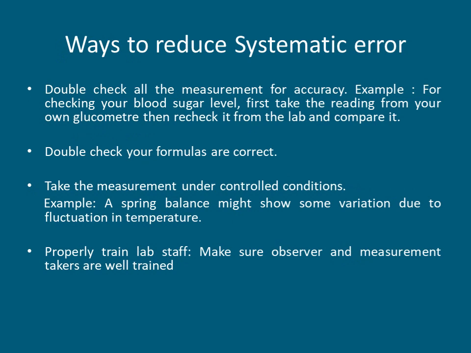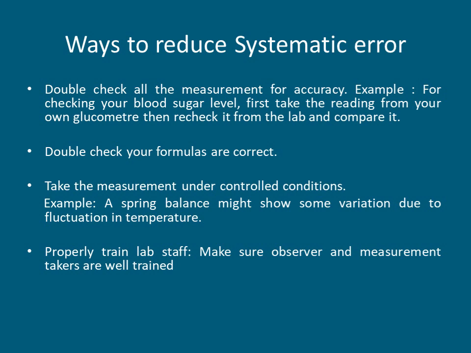Ways to reduce systematic error. Double check all the measurements for accuracy. Example, for checking your blood sugar level, first take the reading from your own glucometer, then recheck it from the lab and compare it. Double check your formulas are correct.